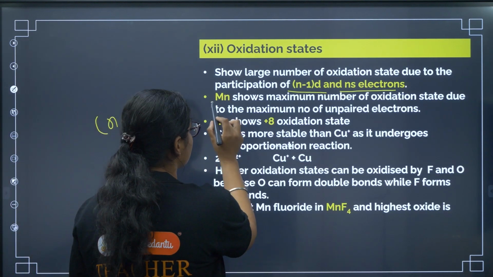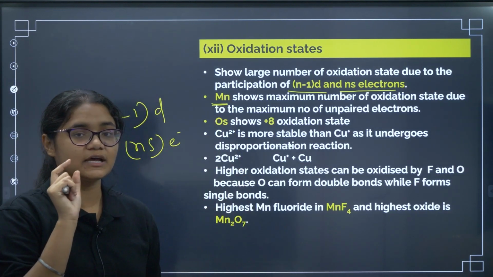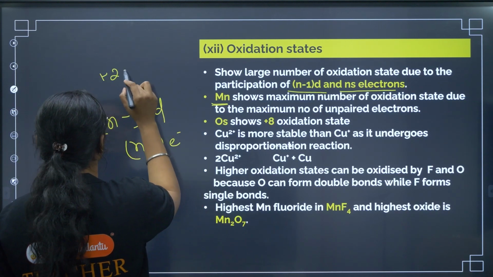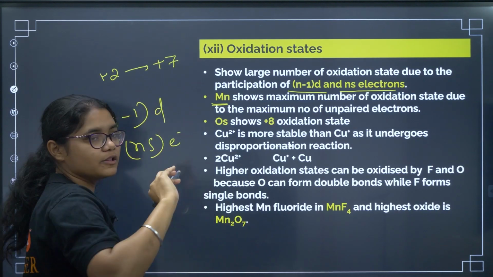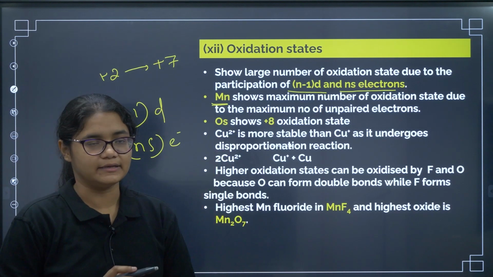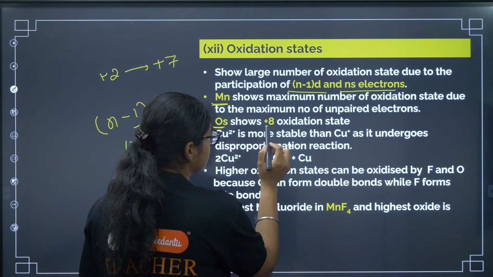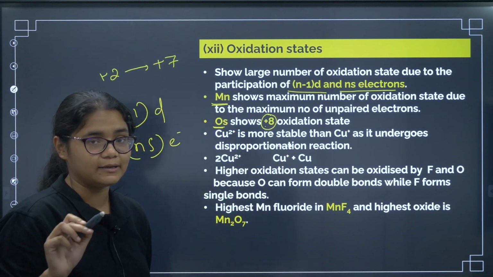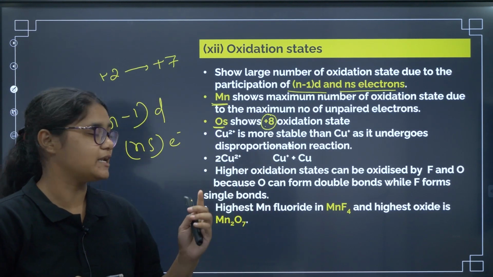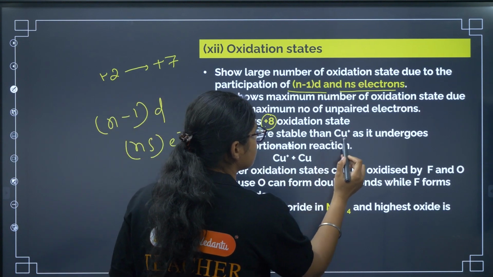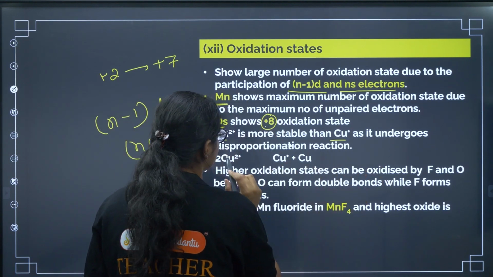Now you have to remember one element, manganese. It shows the highest number of oxidation states, from +2 to +7. Okay, all the oxidation states are shown by manganese. Next, the highest oxidation state shown by any element is +8, and that is shown by osmium. Next, copper 2 plus is more stable than copper plus, and copper plus undergoes a disproportionation reaction.